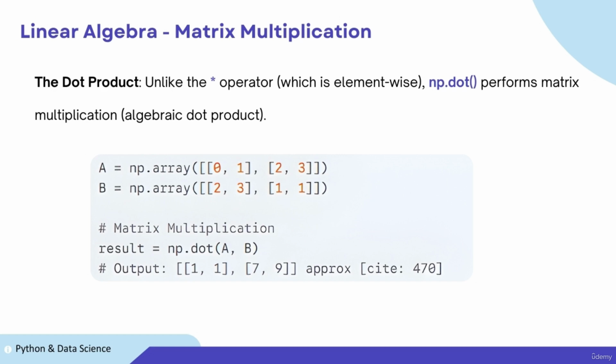Please pay attention here. This is a common point of confusion. The asterisk symbol performs element-wise multiplication, but in linear algebra, we often need the dot product or matrix multiplication. For this, we use the function np.dot. Result equals np.dot, open parentheses a, comma b, close parentheses. This calculates the algebraic product of the rows of A against the columns of B.